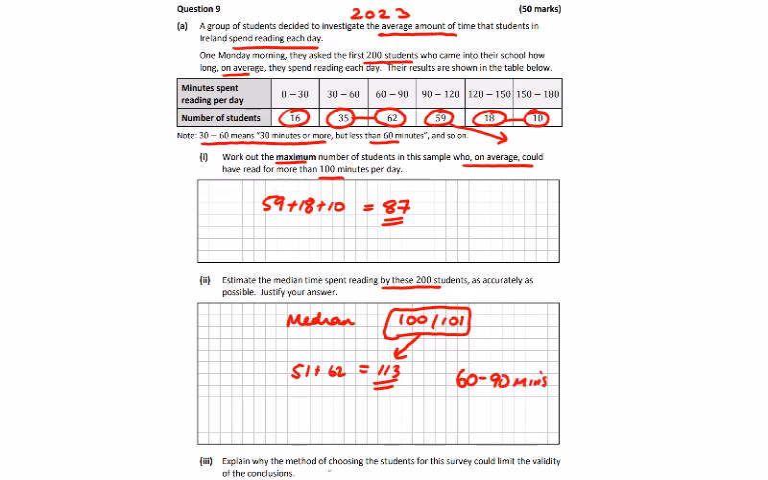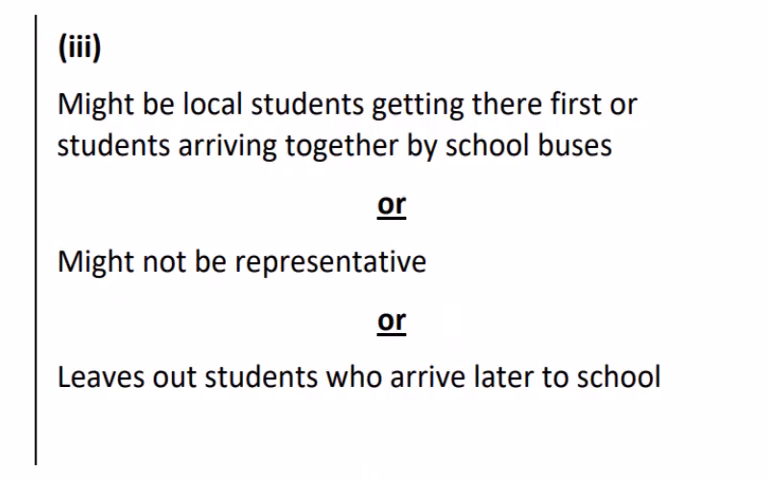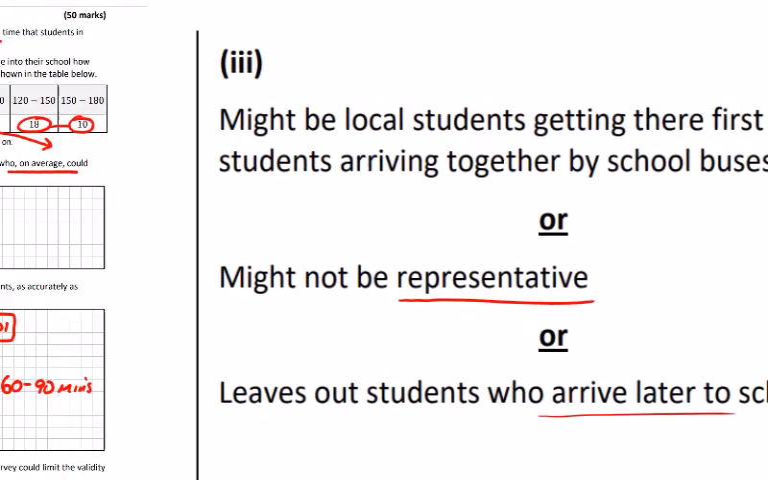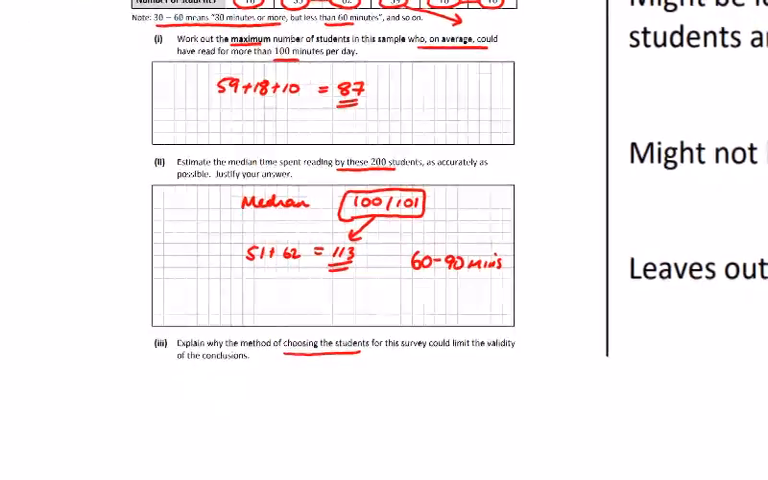Explain why the method of choosing the students could limit the validity. Well, let's have a look at the marking scheme, what their three solutions are, and then you can come up with a better one. The marking schemes are that local students might be getting there first, or students arriving together by buses might not be representative. It leaves out students who arrive later. Maybe they're at home reading. So some English-based answer for part 3.